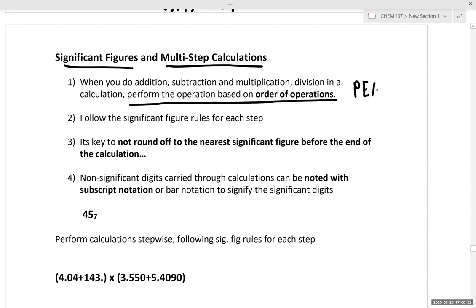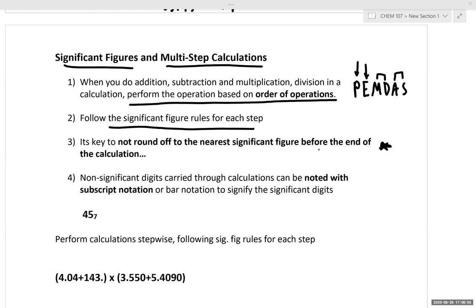So some of you may have heard the abbreviation PEMDAS: parentheses, exponents, multiplication and division, and then addition and subtraction. You follow the significant figure rules for each step individually. Now, it's really key that you do not round off to the nearest significant figure until you're at the end of your calculation. You carry through your digits to minimize rounding errors.